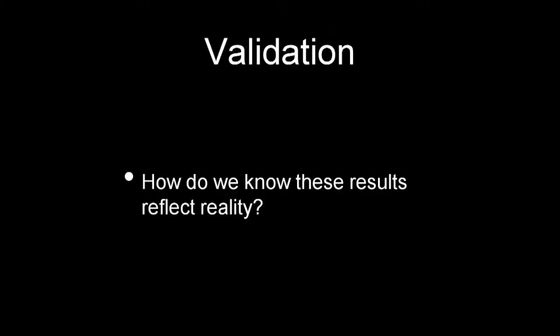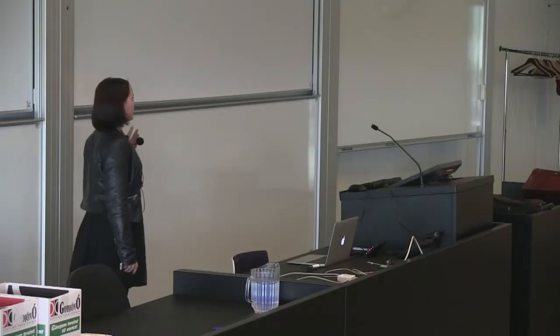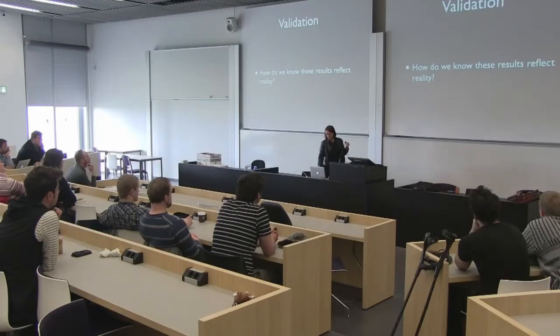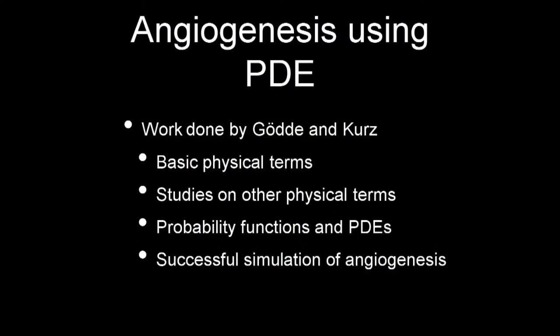So we have created the model, and then we asked ourselves, how can we know that these rules are actually what happens in the morphogenesis? As I said before, everything in angiogenesis has been created or is known. It has been done before. The simulation has been done before, just with another methodology and with another approach.